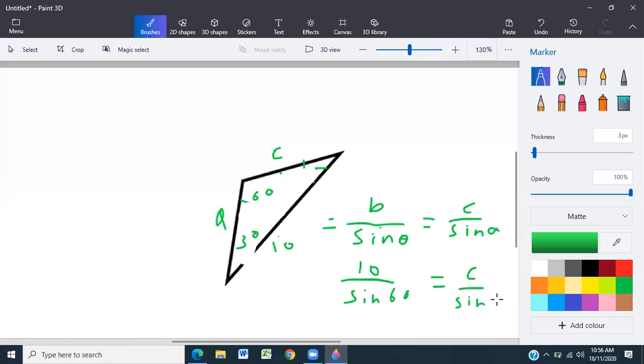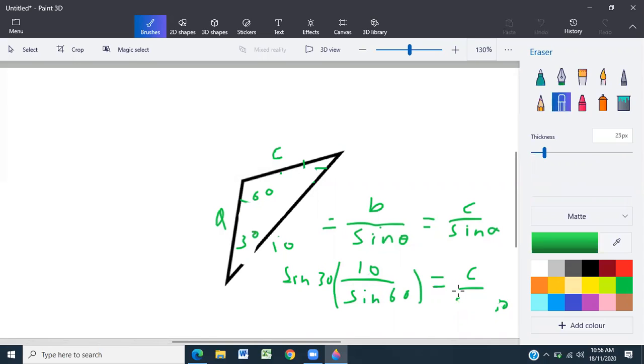Sine 30. And then we could carry over this and make this sine 30 times 10 over sine 60 is equal to C, right? And we can find the value for C, even though this is not a right angle triangle.